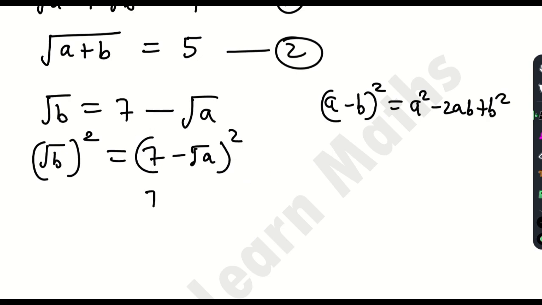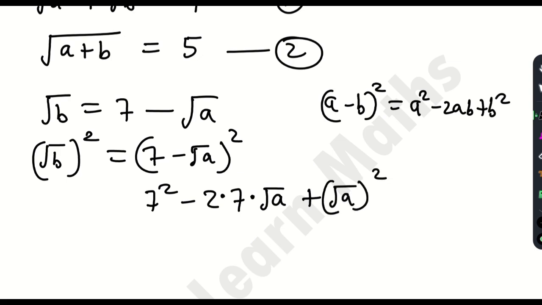Let's do that. So that will be 7 squared. Using this now, you see a squared, that's 7 squared, then minus 2ab. So I'll use that here now: 2 times 7 times root a. Then plus the last term, which is root a all squared. This is how you expand.